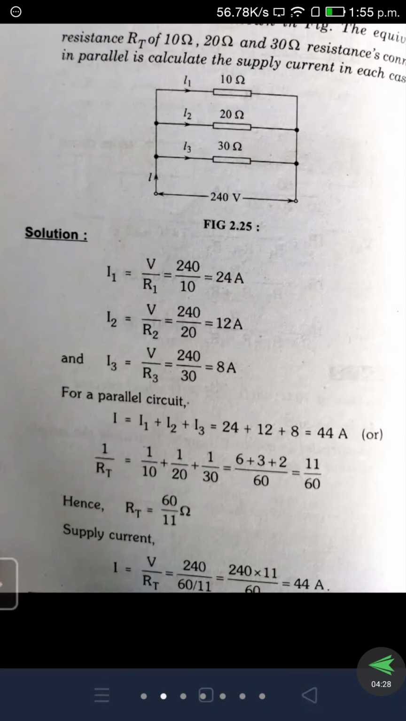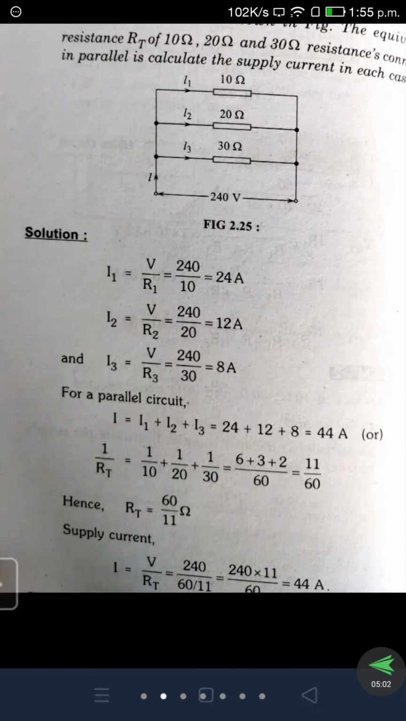If you want an alternative method, that is also there. First we determine the equivalent resistance. The three resistors are connected in parallel, so first we find the value of equivalent resistance. 1 by RT is equal to 1 by 10 plus 1 by 20 plus 1 by 30. So first we take the LCM, as 60, for 10, 20, 30.